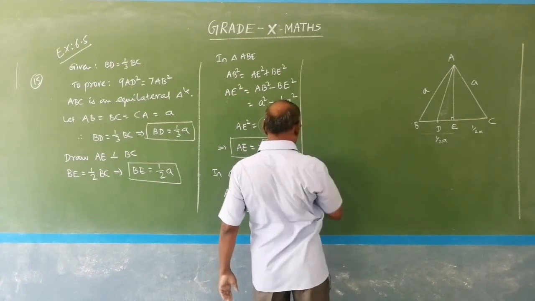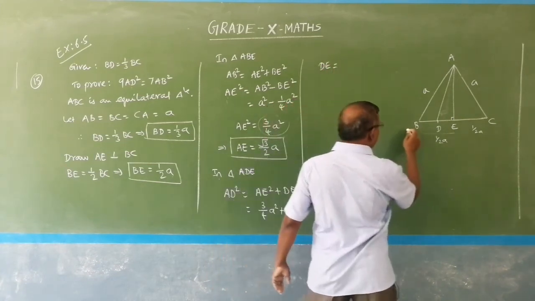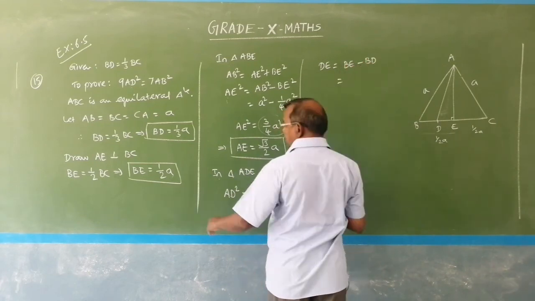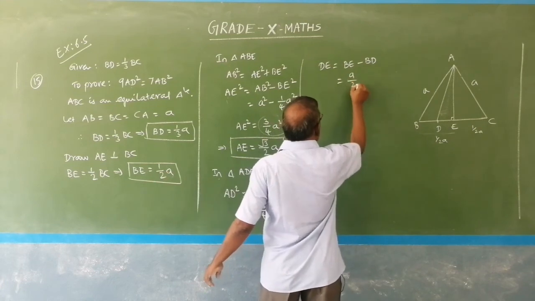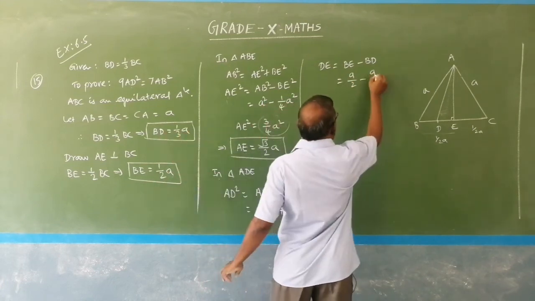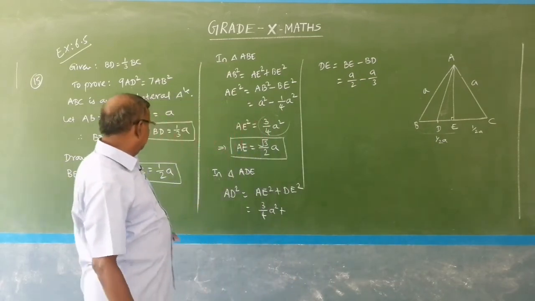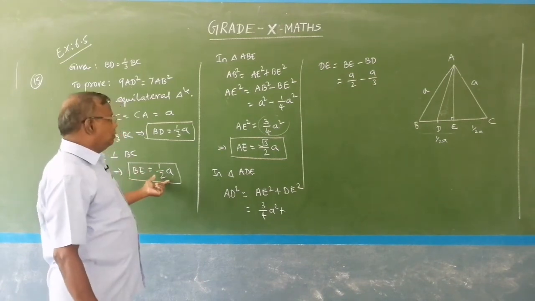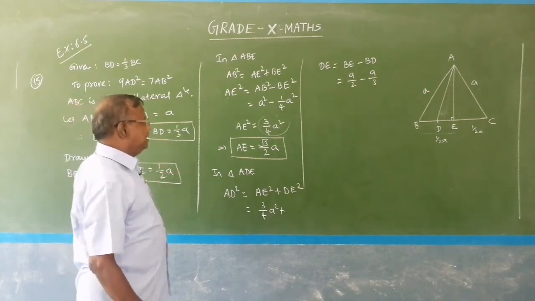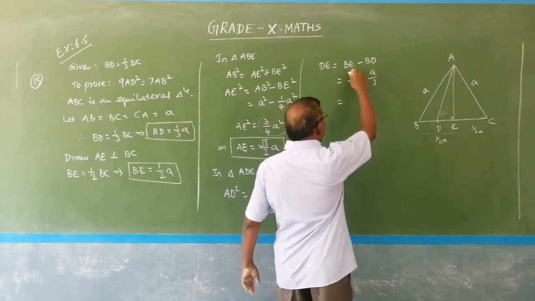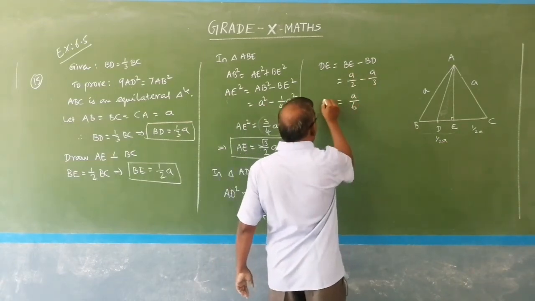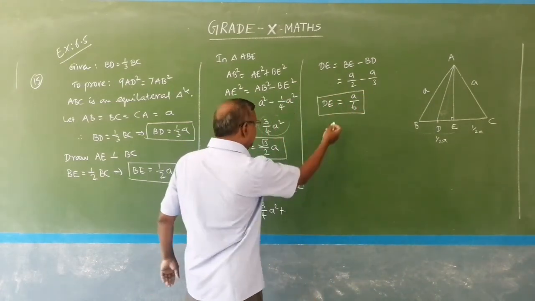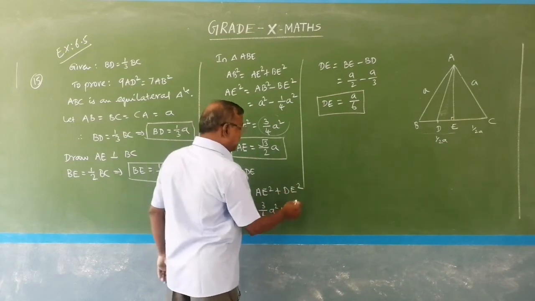Now DE equals BE minus BD. BE equals A by 2 and BD equals A by 3. So by cross multiplication, 3A minus 2A equals A by 6. DE equals A by 6. Substituting in here, DE square is nothing but A square by 36.